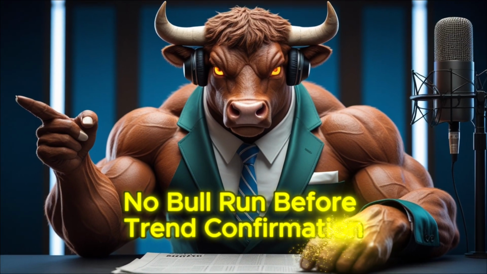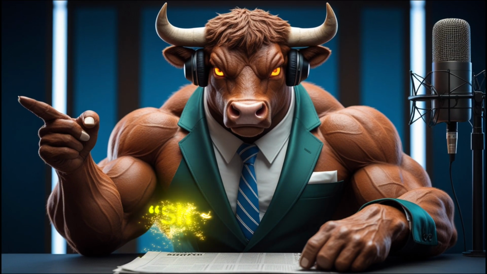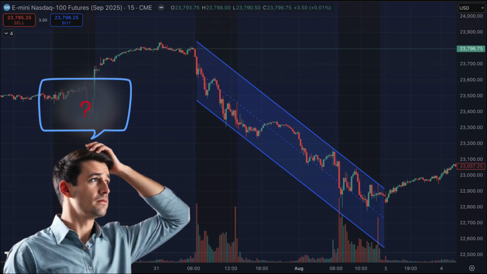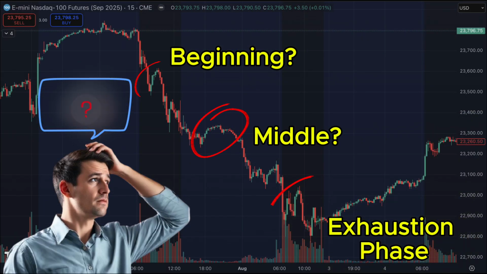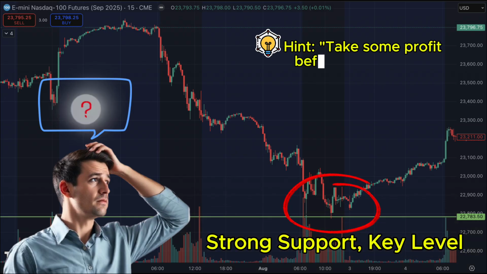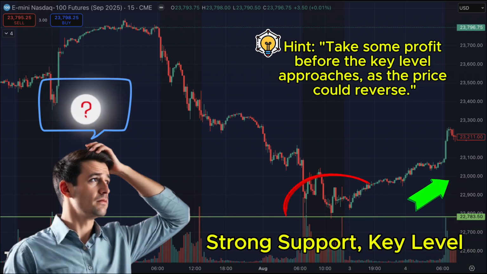Market structure forces you to zoom out. Before asking, should I buy, you ask, what's the current trend? Where are we in that trend? The beginning, the middle, or the exhaustion phase? Are we near a key level that might flip the market in the other direction?